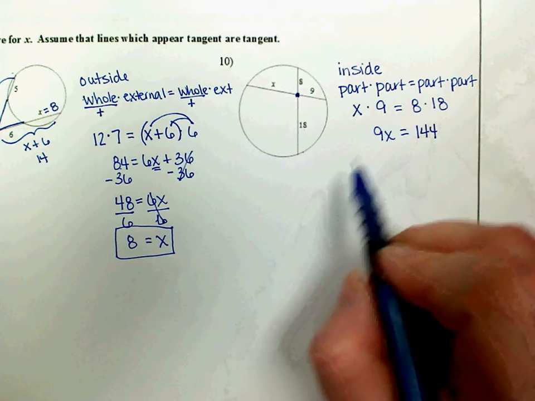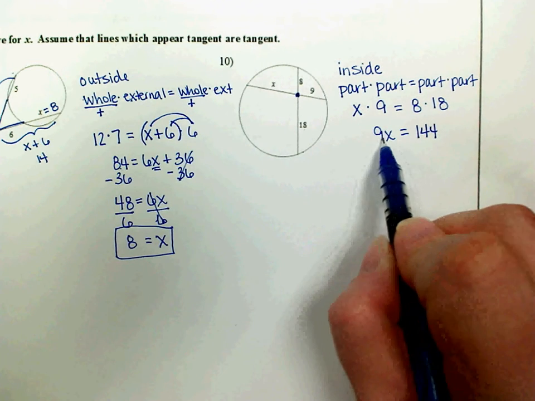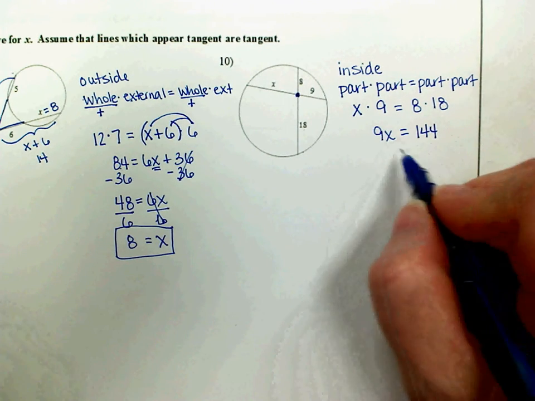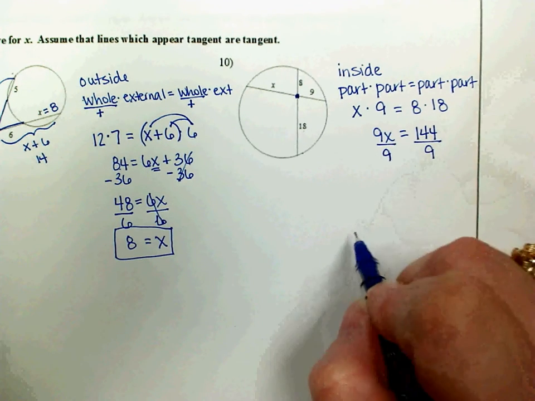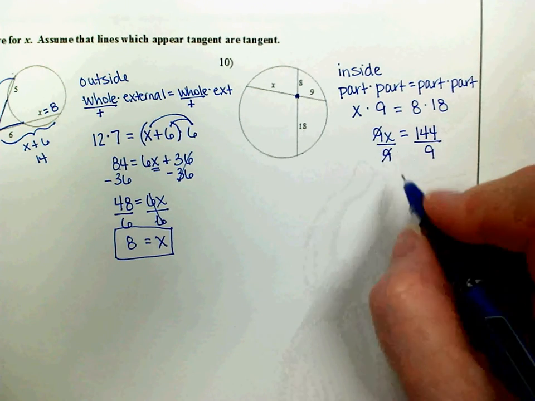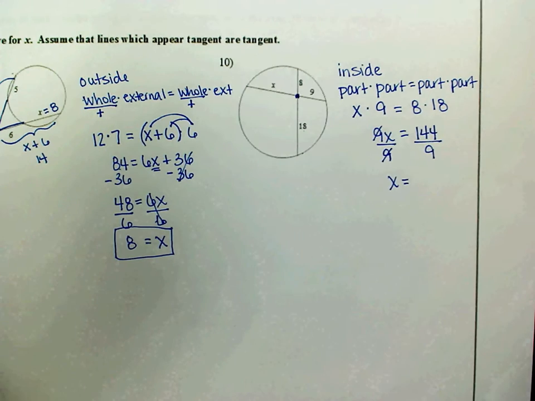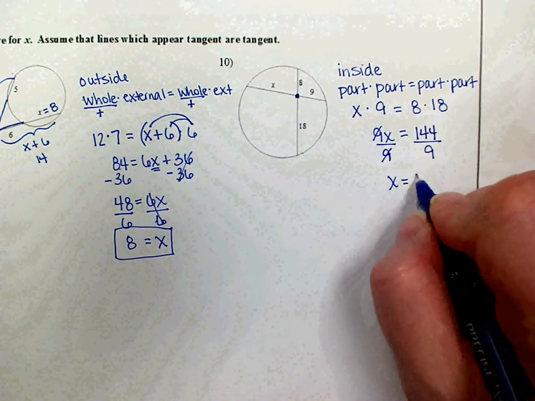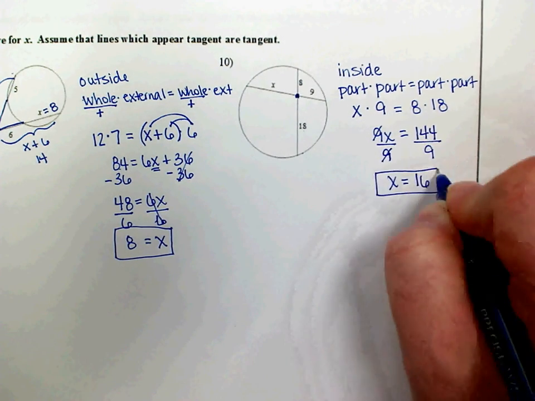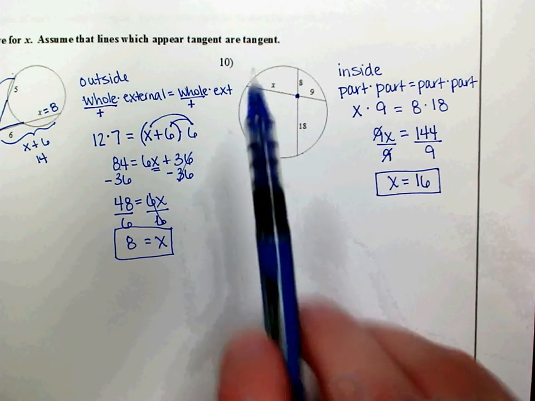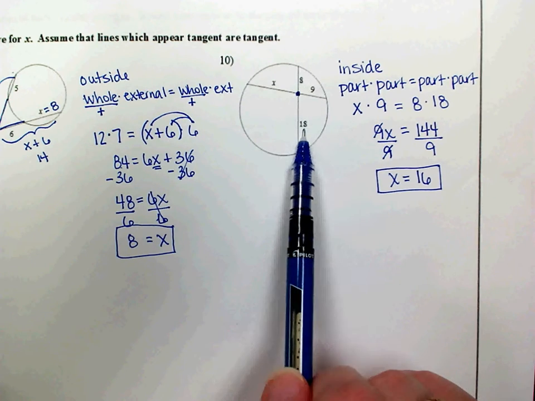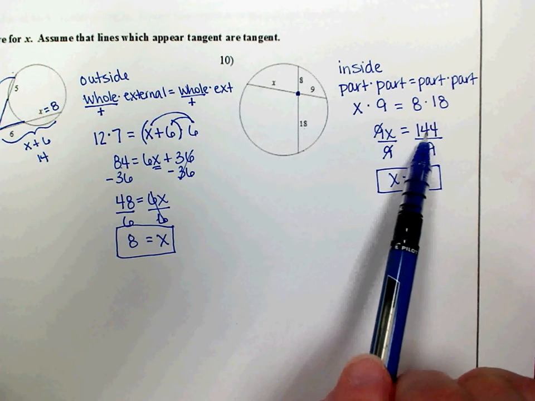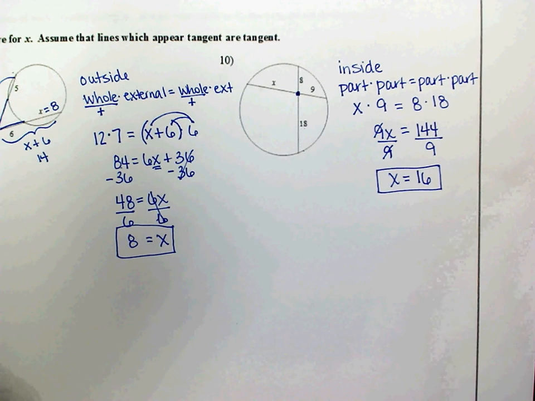So to solve for x, I want to undo this multiplication between 9 and x by dividing by what I'm trying to get rid of, which is the 9. And I have to do that to both sides. So 9 divided by itself is 1. So I have 1x equals 144 divided by 9, which is 16. So in this one, x is 16. And you can check it. Is 16 times 9 the same thing as 8 times 18? We already know 8 times 18 is 144. 16 times 9 is also 144. So we know we have it right.